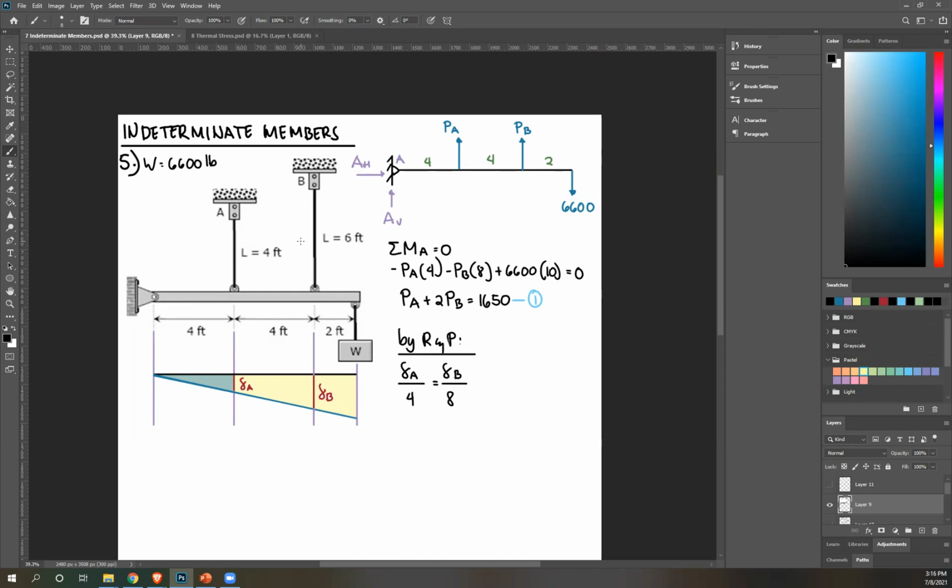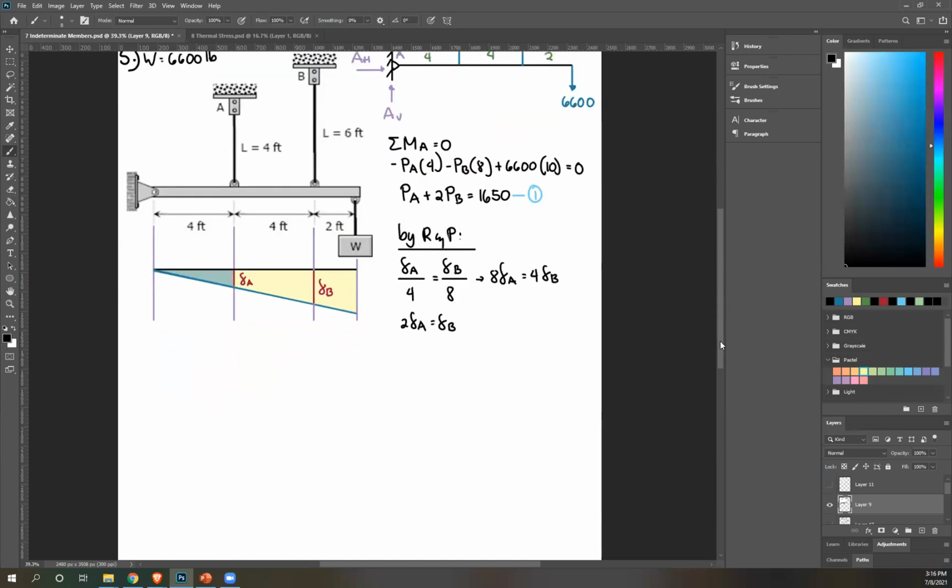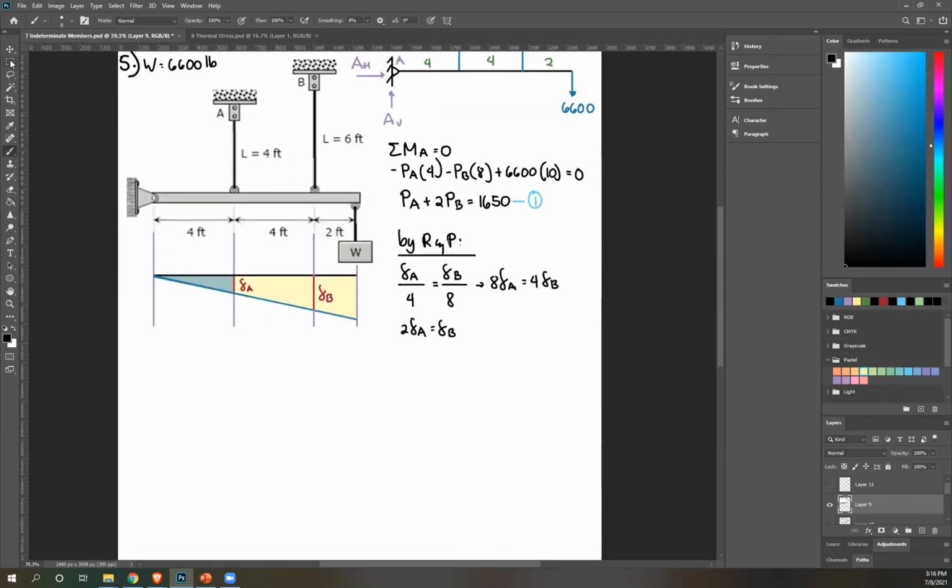You'll get 8 delta A equals 4 delta B, and then simplifying, 2 delta A equals delta B. Okay, and then from this, we can create our equations.